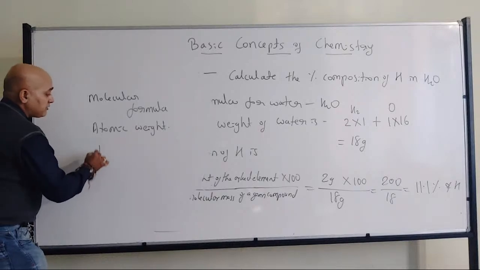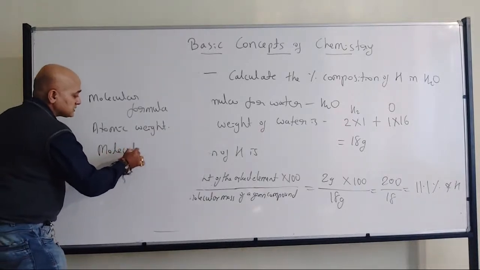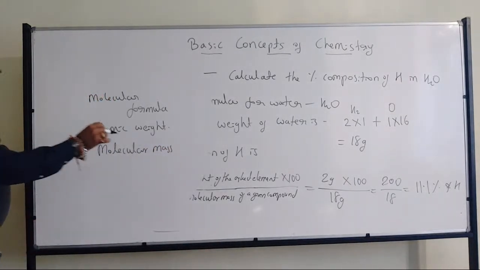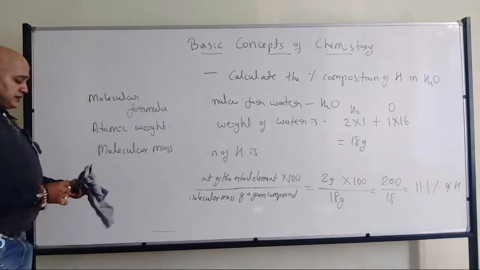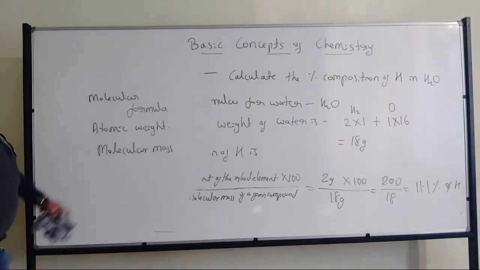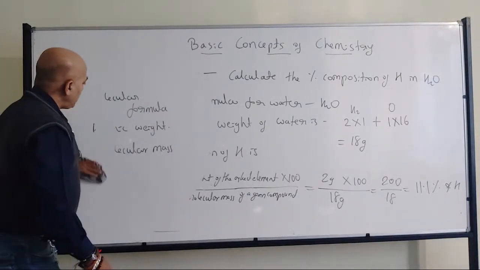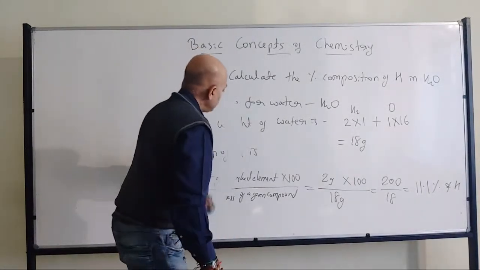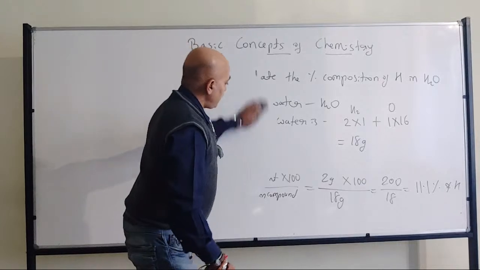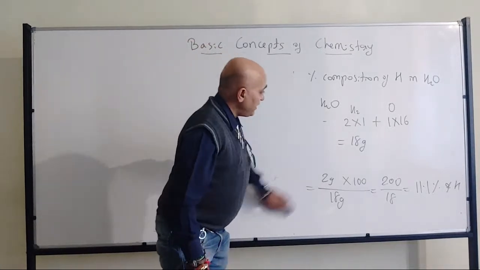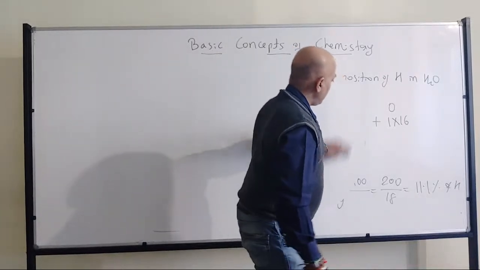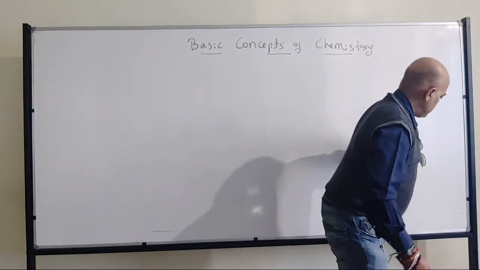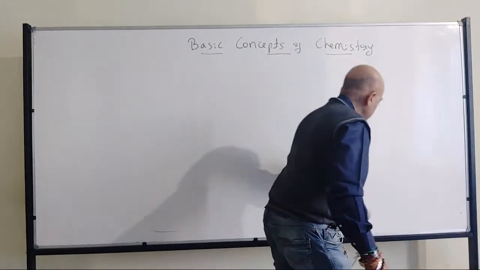Then you should know how to calculate the molecular mass. And finally, you should apply this particular equation. So you should know this background: the molecular formula and the atomic weights of the elements present in that compound. Then, knowing the molecular formula, you should know how to find the molecular mass of that compound. Only then can we apply percent composition. Otherwise, it is not possible.